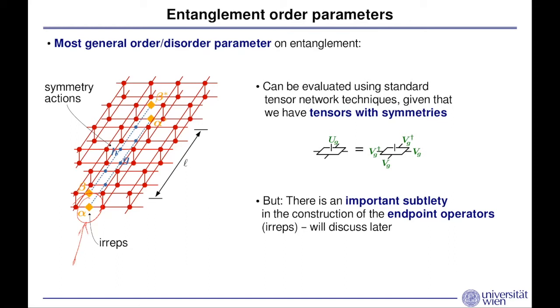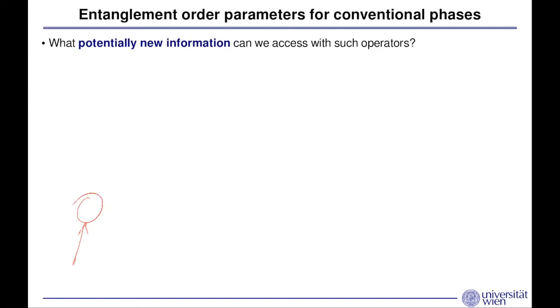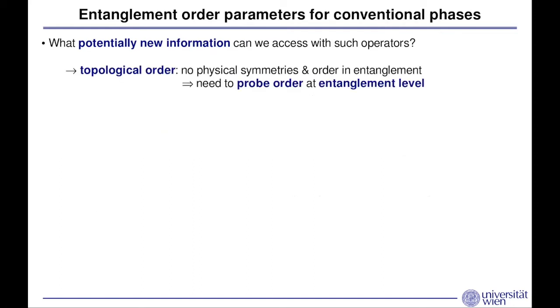Right. Okay, so we're slowly approaching topological order, but before getting there, let me just use one slide to argue that these kinds of objects are maybe not only interesting for topological order, but they could even give us new, different, additional ways of probing systems, maybe even new information for conventional phases. We'll loop back to that at the very end again. So what information could we access with these systems?